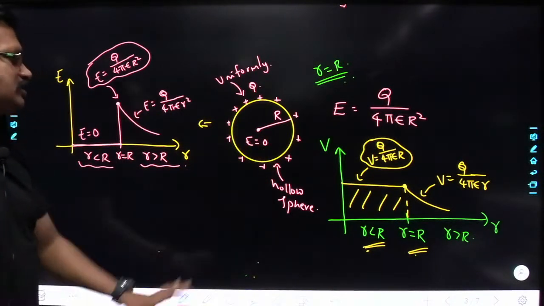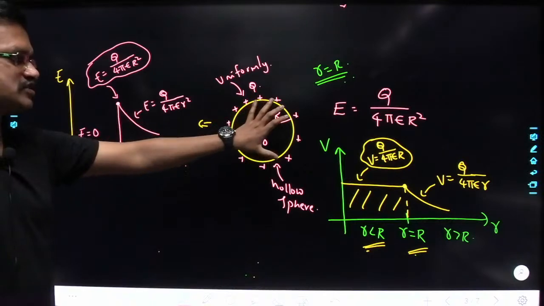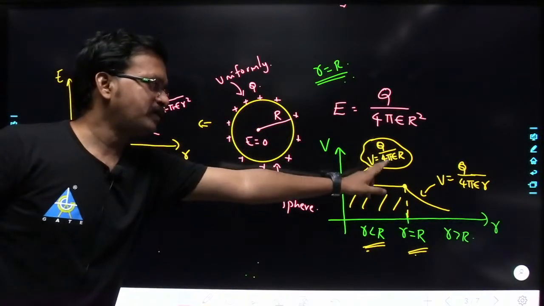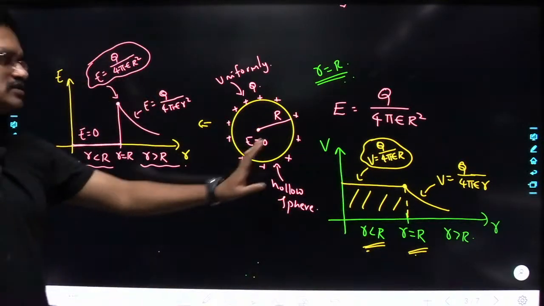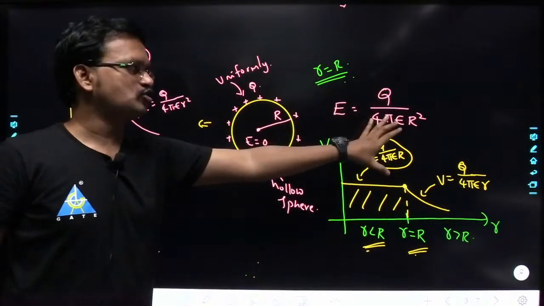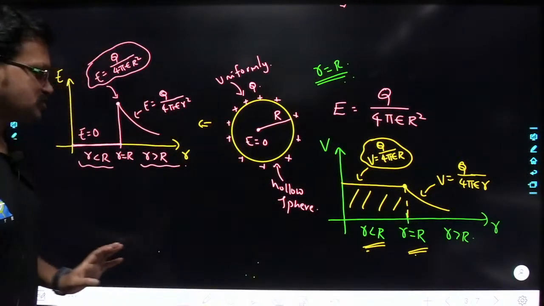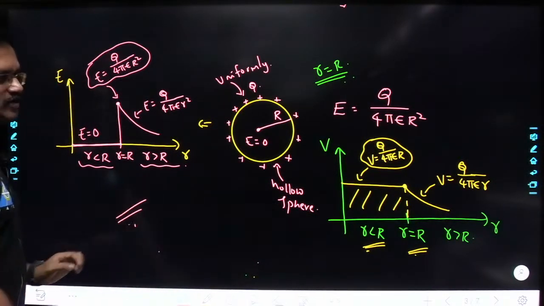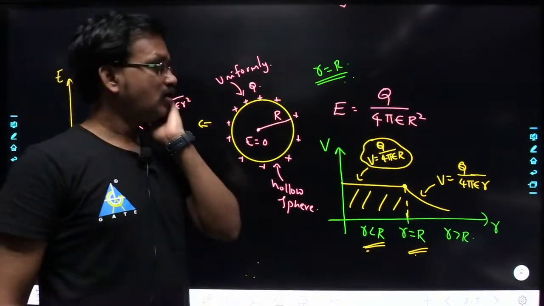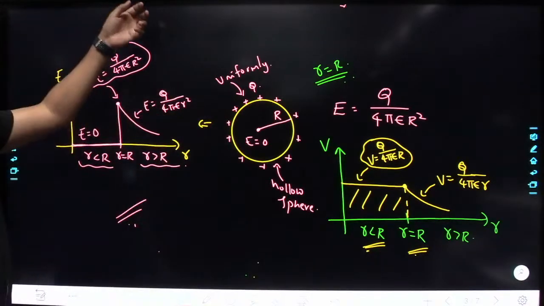On the surface of the sphere, the potential is q by 4 pi epsilon R, and the electric field is q by 4 pi epsilon R square. I am just revising these things here, so keep these points in mind, right?